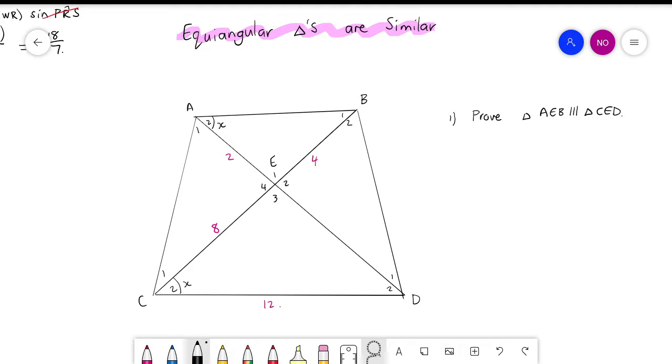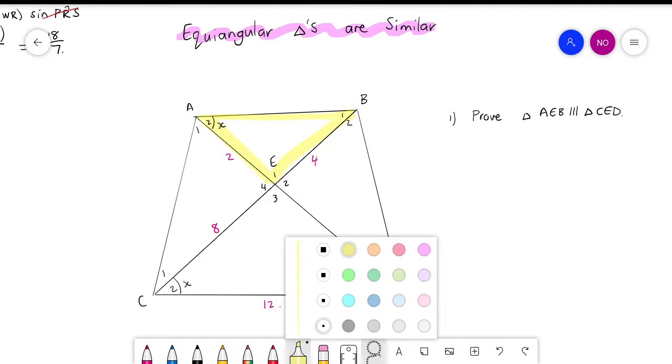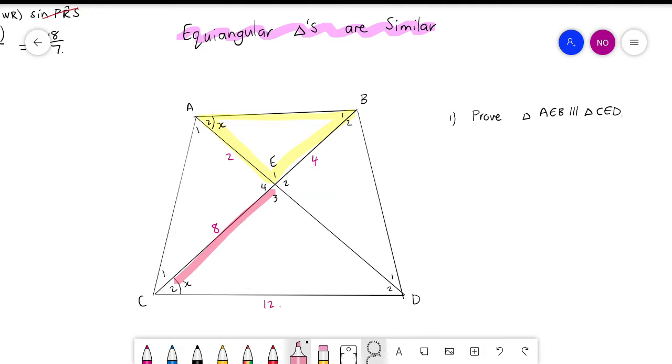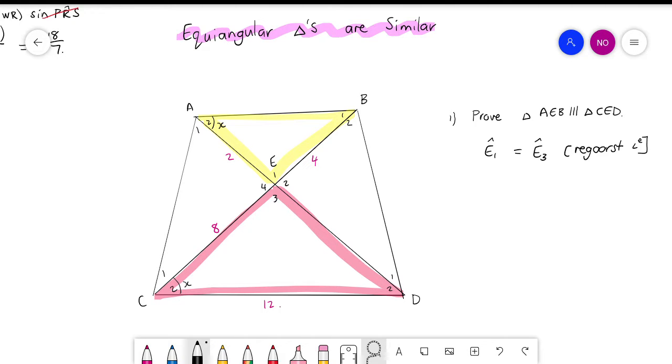Okay. So they ask me to prove that this triangle is similar to this triangle. Give me the first one then. What's my reason? Yes, which in Afrikaans is reg verstaan. In English it's vertically opposite.